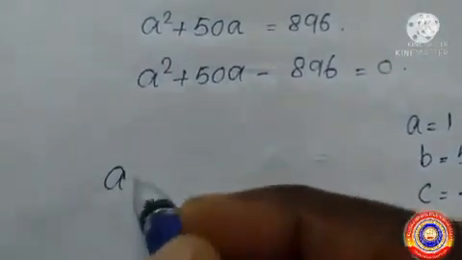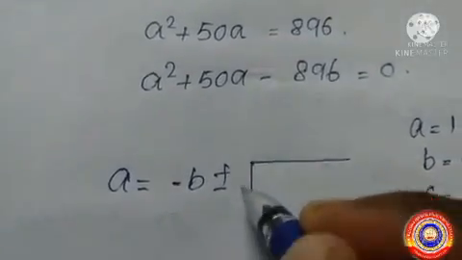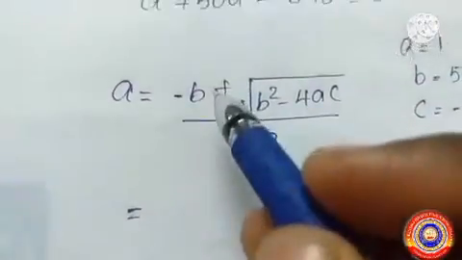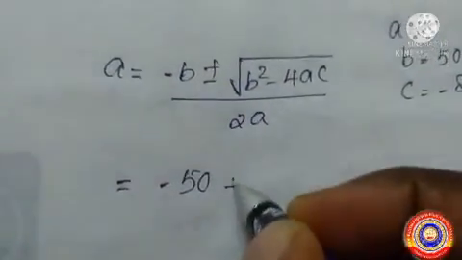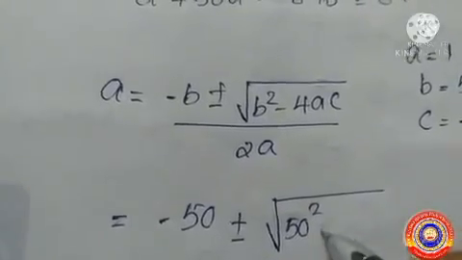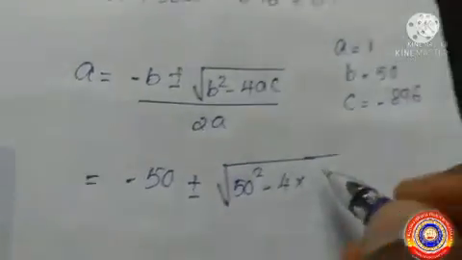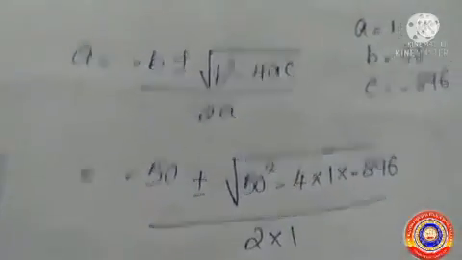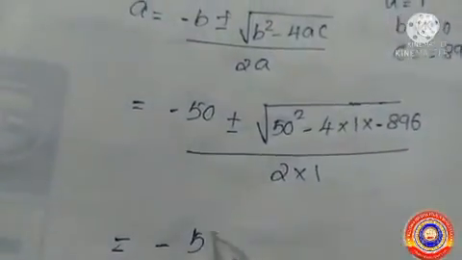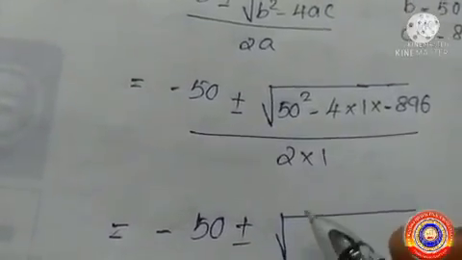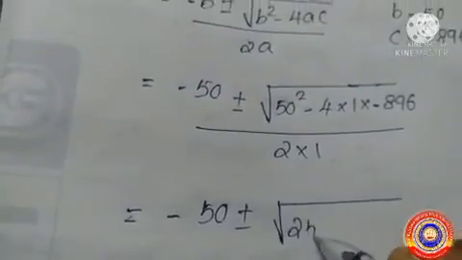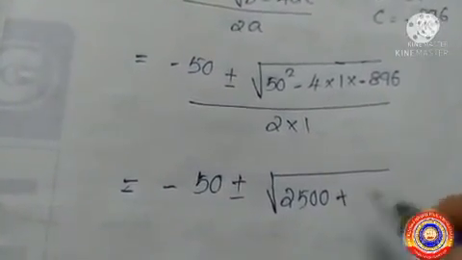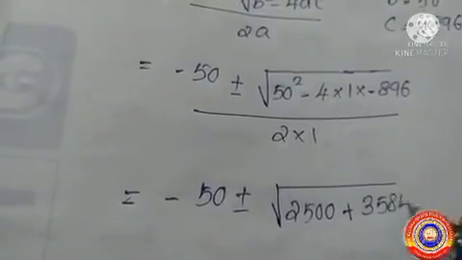Here the base edge A equal to minus B plus or minus root of B square minus 4AC by 2A. So what about B? B equal to 50. So we can put minus 50 plus or minus root of 50 square minus 4 into A, A is 1 and C equal to minus 896, divided by 2 into 1. So simplifying this, we get minus 50 plus or minus root of 2500. 50 square equal to 2500. Minus into minus becomes positive.